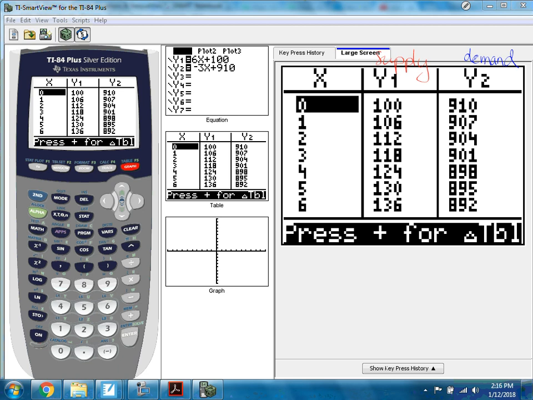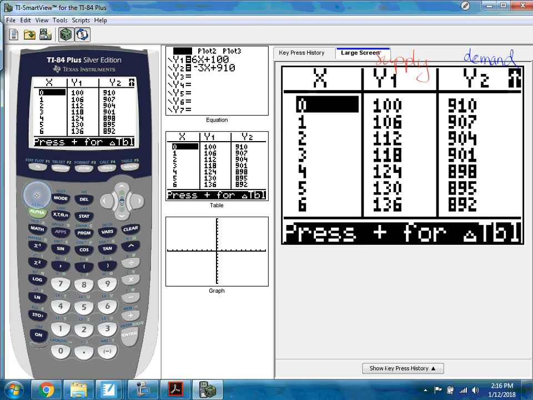So what do you think? We need to get 0, 50, 100, 300. Now you can use the up or down arrows, but personally, I would rather just change the table settings. So let's go to table settings. So we're going to go to second window.